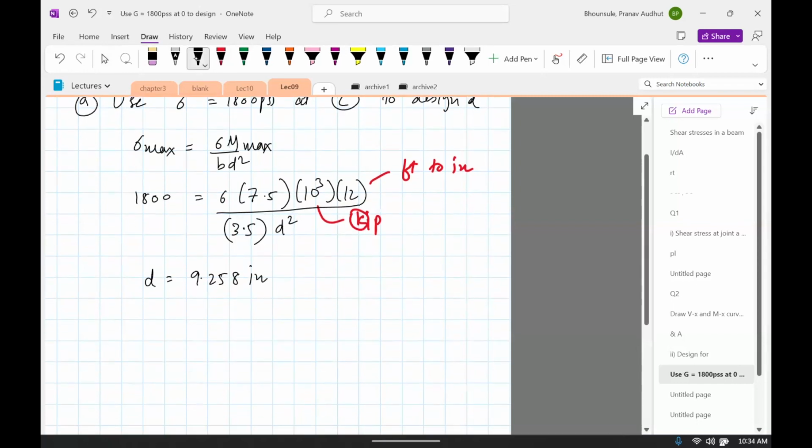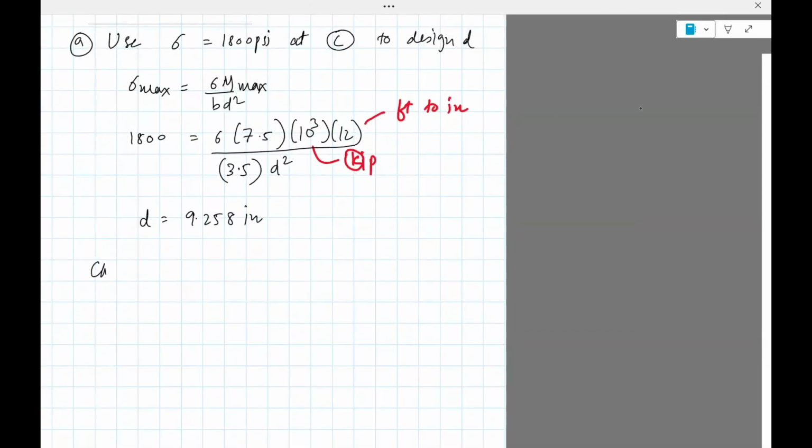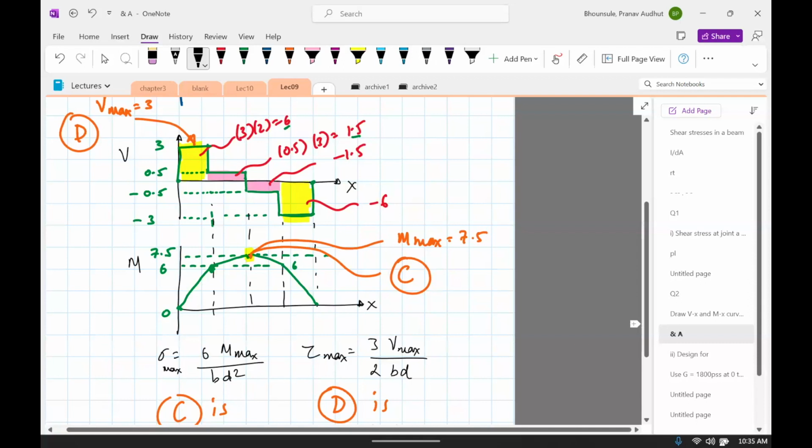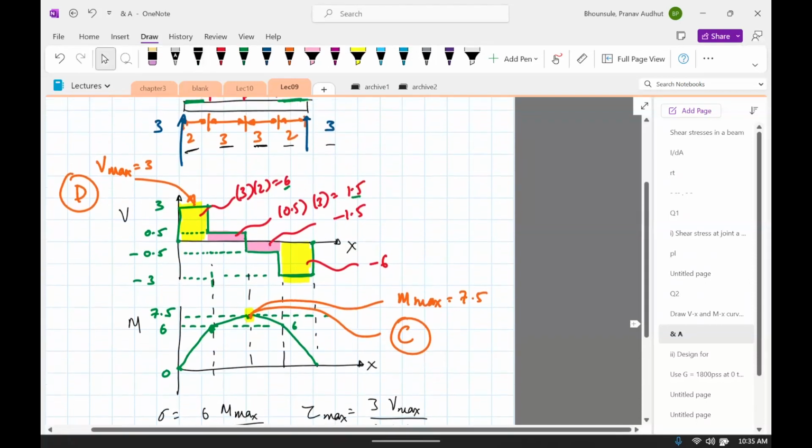Now let's go back and check if this satisfies the maximum shear. Check if tau at D is less than 120 psi. We have a formula for tau. It is 3 divided by 2 V divided by B times D. Here we would put the max possible V. If you go back, you'll see that the max came from this figure. It's 3 kip.